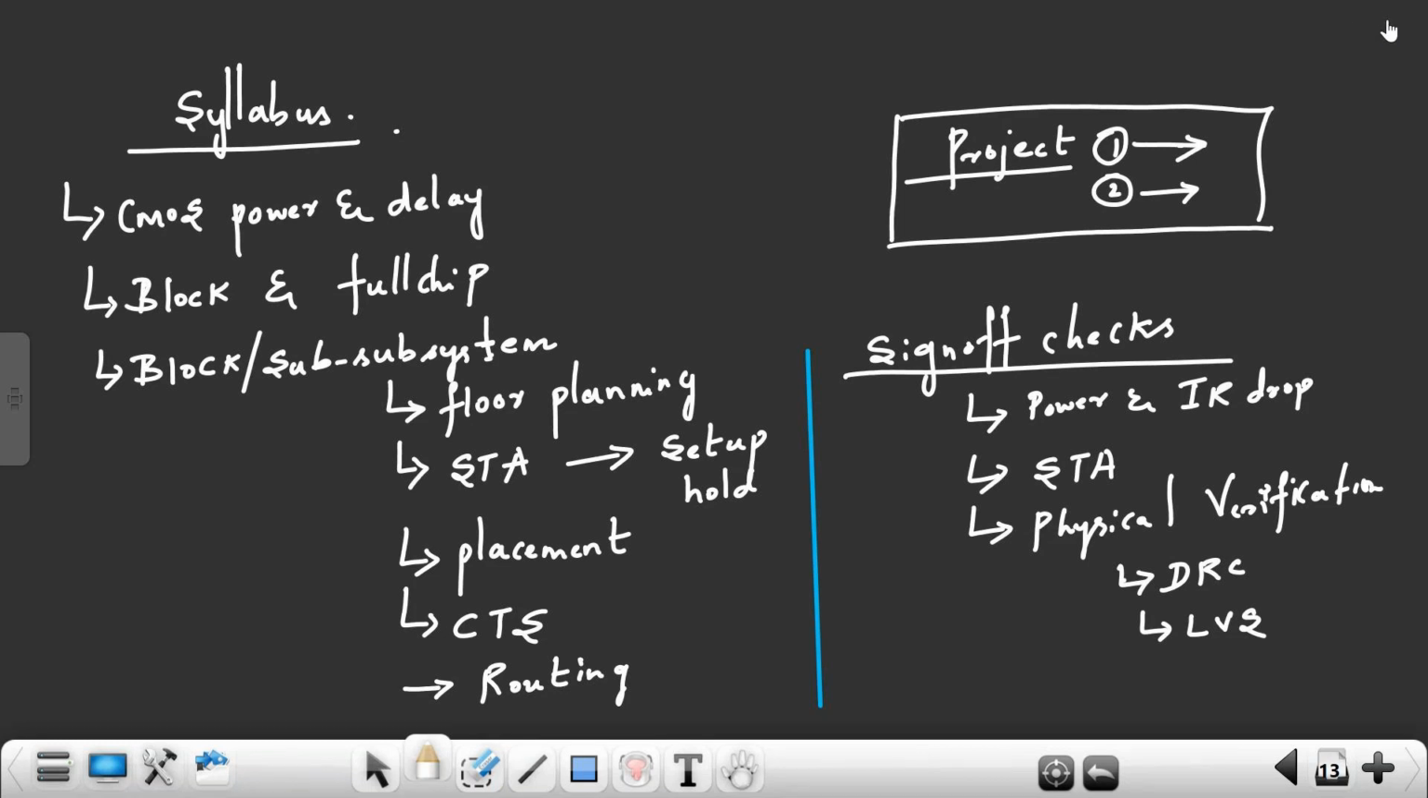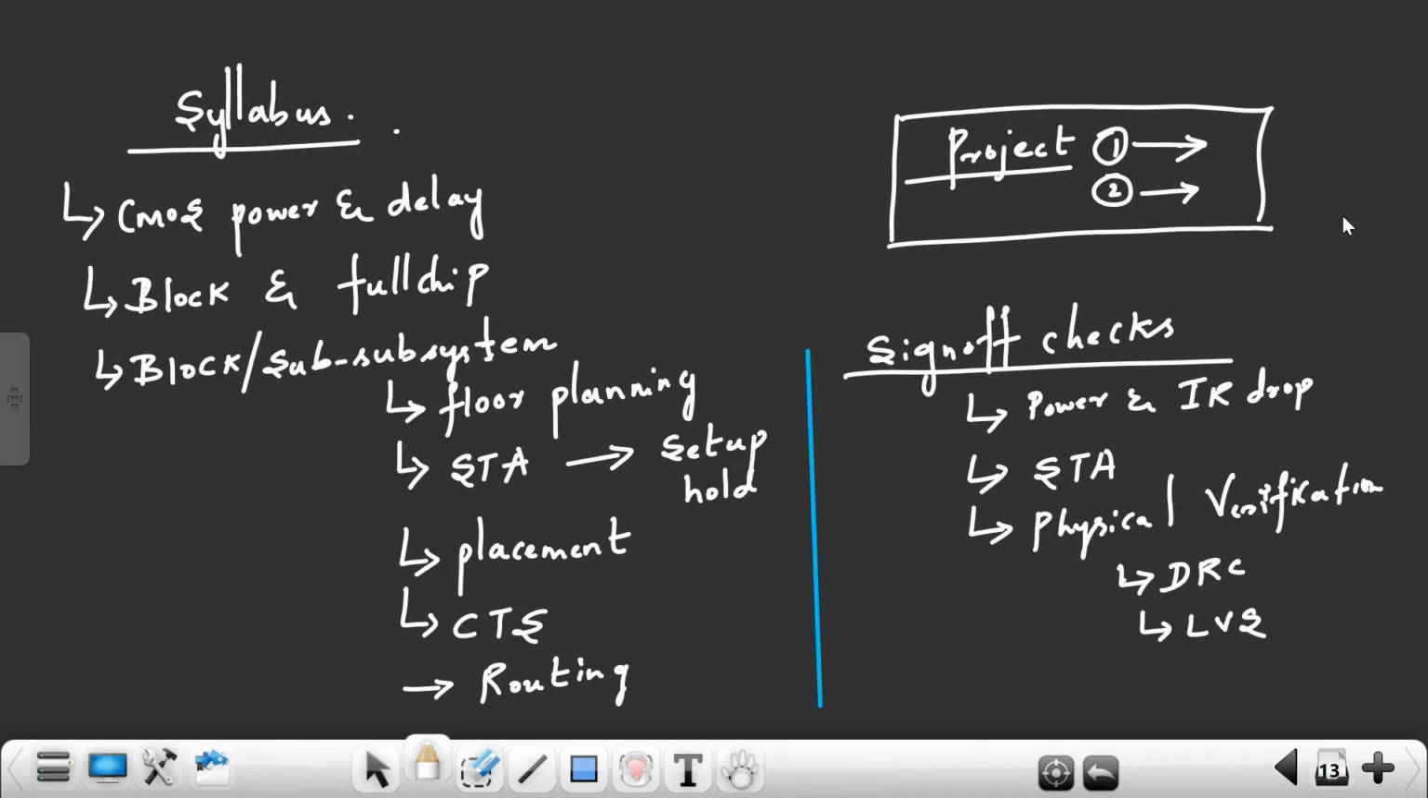There is no preparation needed for tomorrow's class. You should only know CMOS basics. If you have attended the CMOS basics, that is sufficient, because I cannot teach you what a CMOS inverter is. At least you should know that a CMOS inverter has PMOS and NMOS. Apart from that, you don't need any other information.